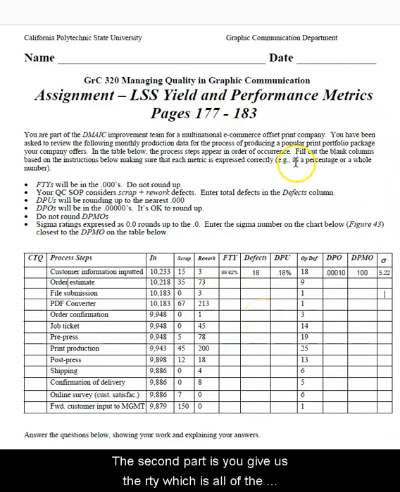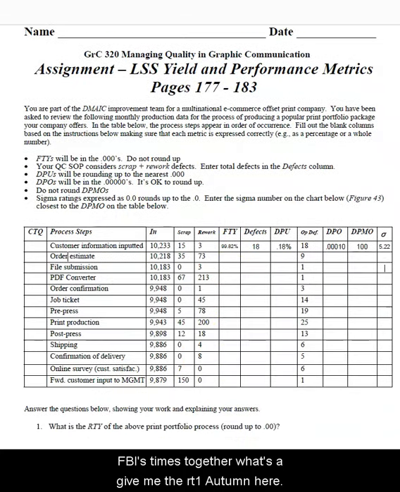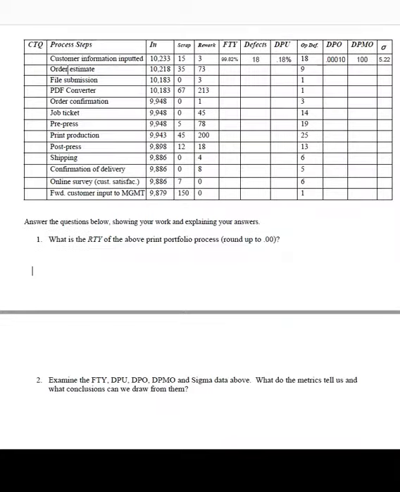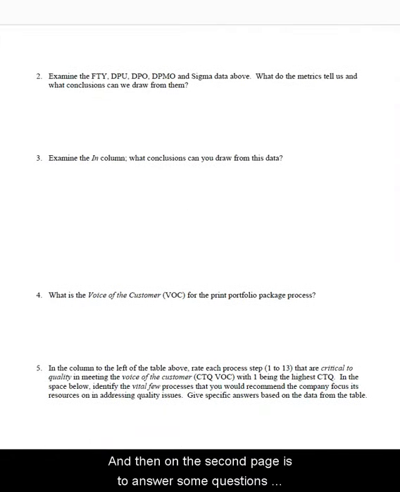The second part is you give us the RTY, which is all of the FTYs multiplied together, which will give me the RTY in the bottom here. Again, fillable here. And then on the second page, you're just going to answer some questions.